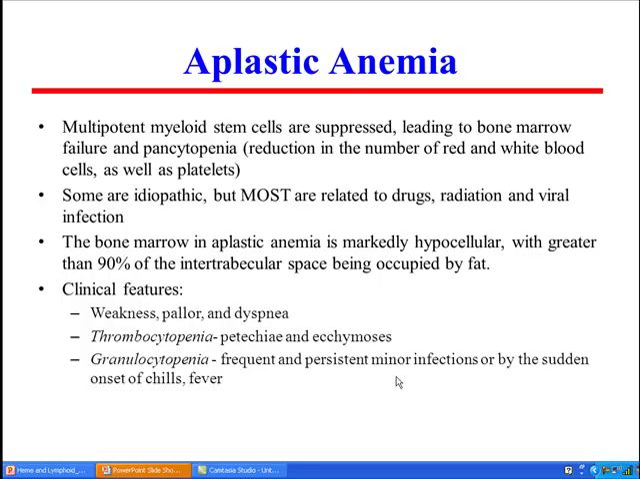What are some of the clinical features of aplastic anemia? You'll see the patients will be weak, they're going to be pale, and they may experience dyspnea or shortness of breath. And you'll also see thrombocytopenia, which could manifest as petechiae or bruising. And then you may see granulocytopenia, which would manifest as frequent or persistent minor infections or by sudden onset of chills and fever.